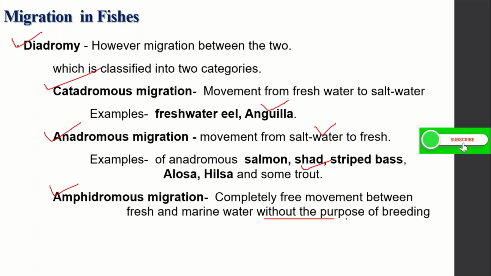Without the purpose of breeding, this movement can take place in some fish species, which is called amphidromous migration. Amphidromous migration means migration from sea water to fresh water areas, and in reverse, from fresh water to sea water areas. This is migration without the purpose of breeding.